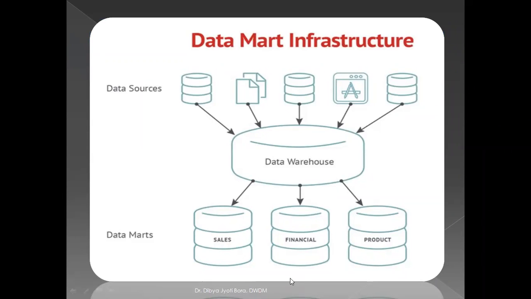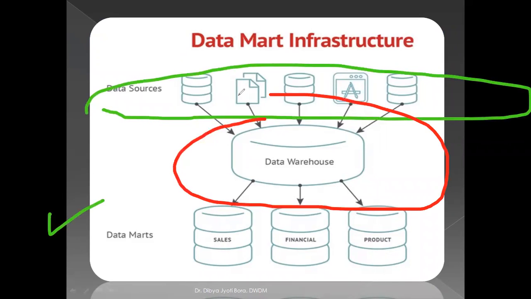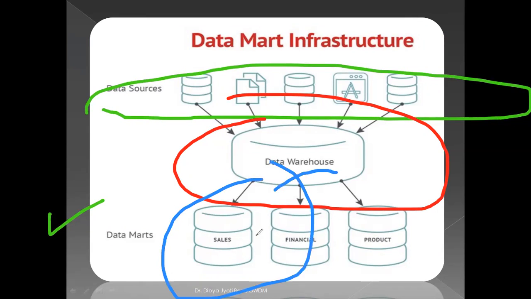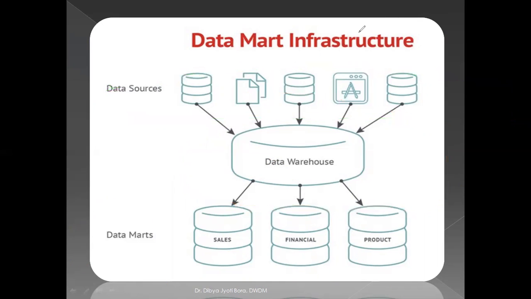Now in this diagram, the data mart is more clear. The different data sources are there. This is our data warehouse. Now, what we form are some subsets. These are the subsets, and that is our data mart. Don't forget to draw this diagram.